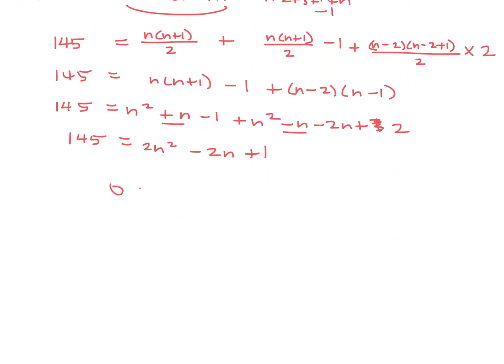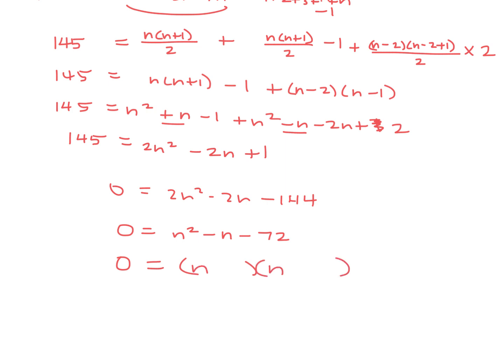Put everything on one side, and we get 2n squared minus 2n minus 144. I think we can divide out a 2: n squared minus n minus 72. And I think this factors very nicely. n, 8, and 9, and then plus and minus. So there you go. n would be 9. That's the only positive solution, and therefore we can conclude that the number of layers needs to be 9.